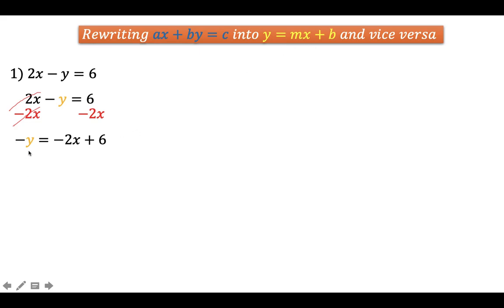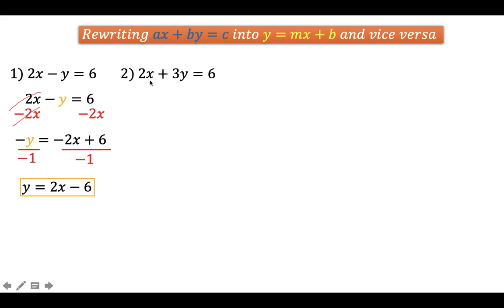Okay, next we are about to finally simplify this y and express this as positive. We can do that by multiplying each side by positive 1 or dividing both sides by negative 1. So by doing that, negative y divided by negative 1 becomes positive y. And the rest, negative 2x divided by negative 1, is positive 2x. Positive 6 divided by negative 1 is negative 6, and this will be our answer. It is now in the form y is equal to mx plus b.